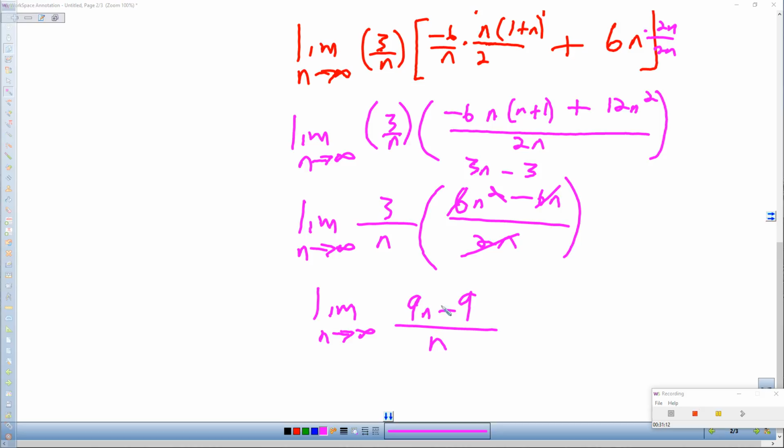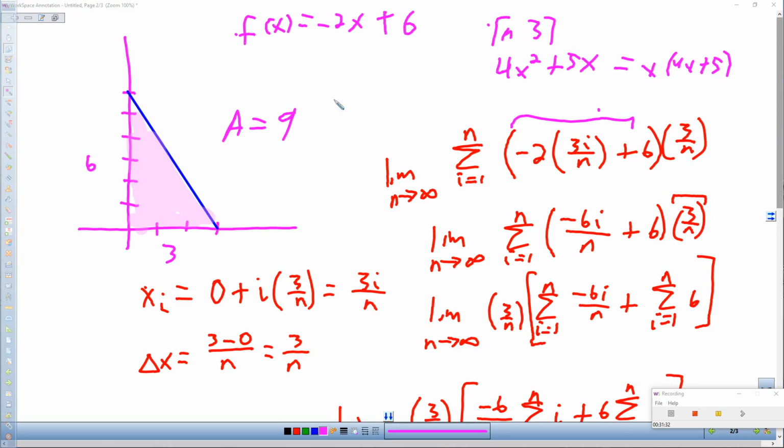Now what's going to happen is n goes to infinity. I did negative 6n squared, minus 6n, and then combine it with 12, and as n goes to infinity, it's going to go to 9. This equals 9. And we got area equals 9 already. That's such a long way to do it. Why would we have to do it that way?